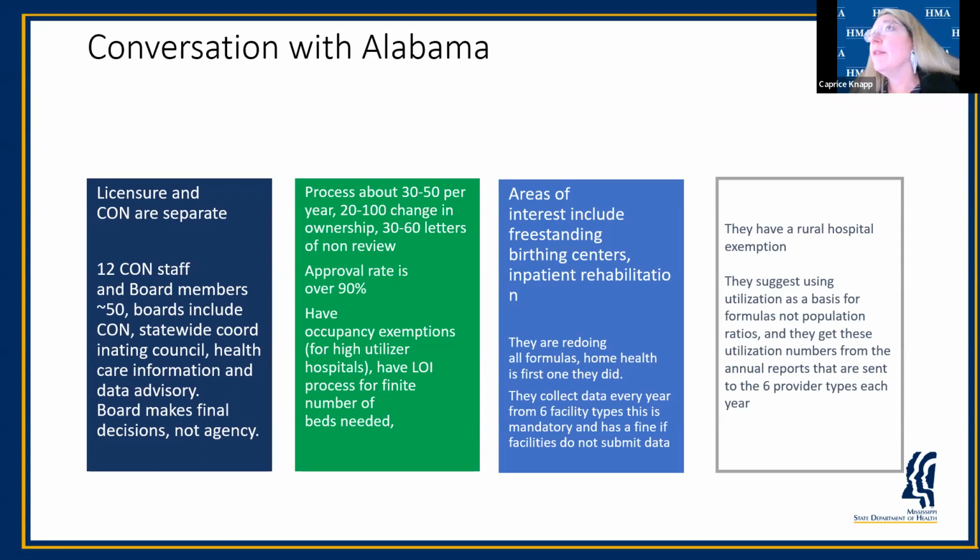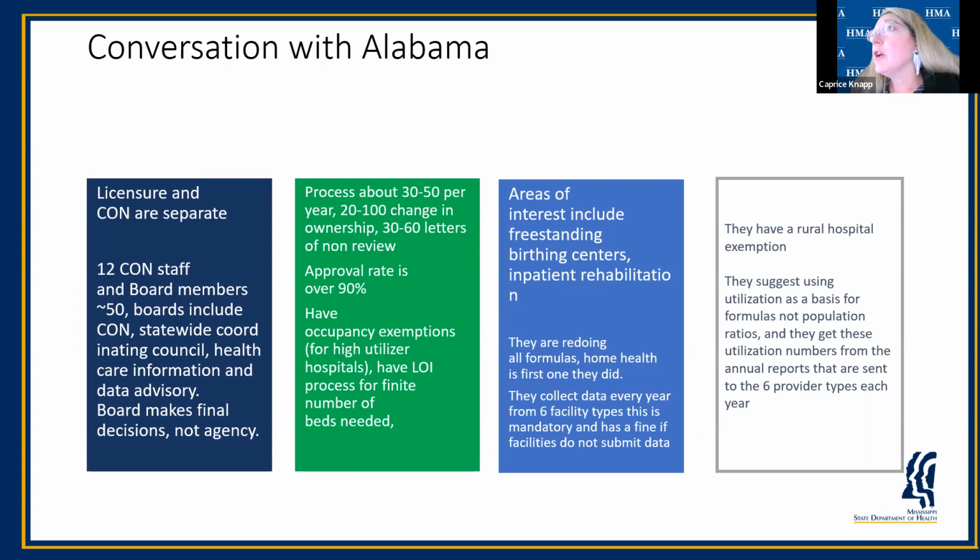This was an interesting one, that they have these occupancy exemptions. And one of the things that they look at, again, they don't use population as a basis for their formulas. They use utilization. And we have all their formulas, we're happy to share. Basically, they're looking at bed days, or they're looking at service utilization to make a determination about demand. But they're not discounting the fact that if your occupancy rate is high, that's actually a good thing. And so they're not just approving applications to say, well, occupancy is at a certain level.